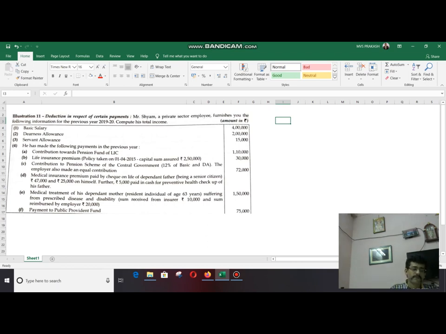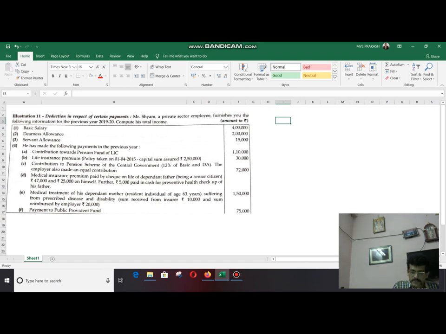Payment to public provident fund 75,000 is also eligible for 80C. Now in this case, in the problem you are having 80C, you are also having 80CCC, you are also having 80CCD subsection 1, 80CCD subsection 2 is there because employer's contribution is there. Maybe 80CCD subsection 1B could also be there. Now before that I need to apply 80CCE, because 80CCE is what? 80C plus 80CCC, 80CCD subsection 1 should not be more than 1,50,000. That's the point we should keep in mind.